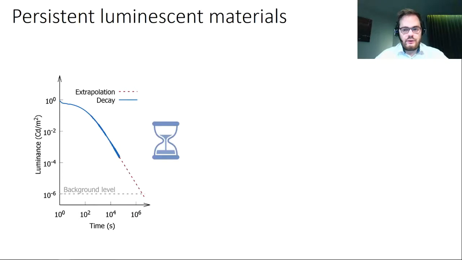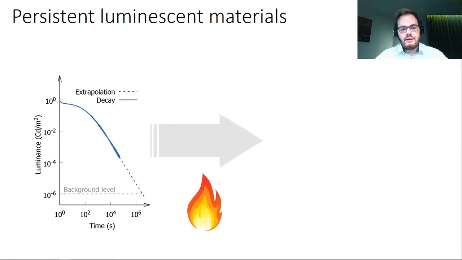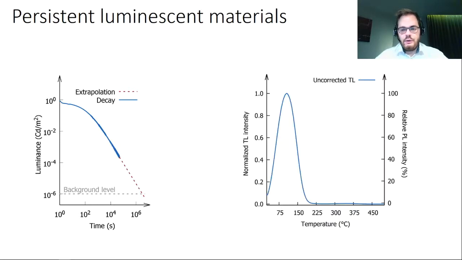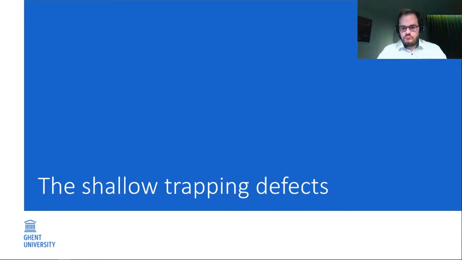Naturally, these measurements take a very long time, which is why people often turn to thermoluminescence to investigate these materials. By heating the sample at a constant heating rate, we can obtain a glow curve. The traps are emptied faster, the intensity rises over a short temperature range, and then we record this curve here. It is clear that there is a very large contribution at relatively low temperature, and these are the traps, which we call shallow traps, and which are responsible for the afterglow of the material. They will also be the topic of the first part of my presentation.